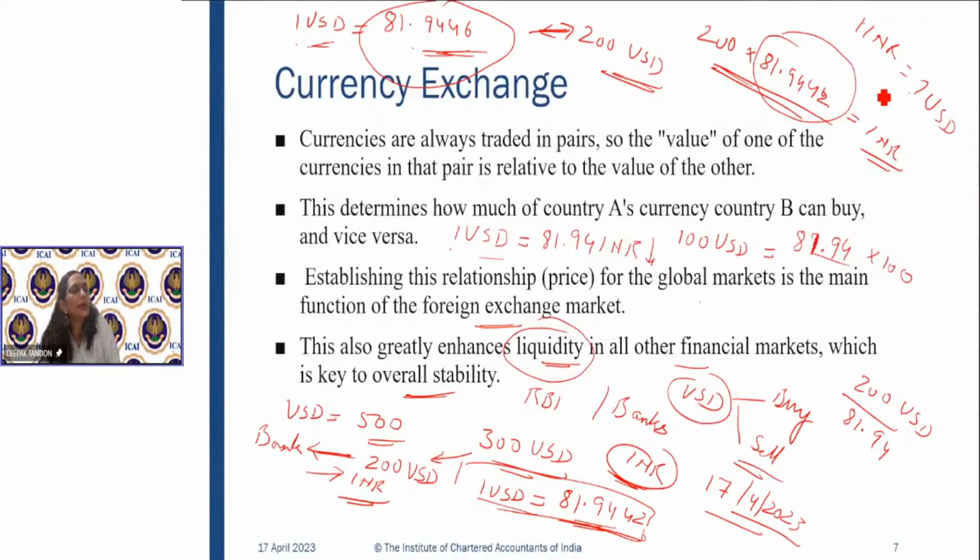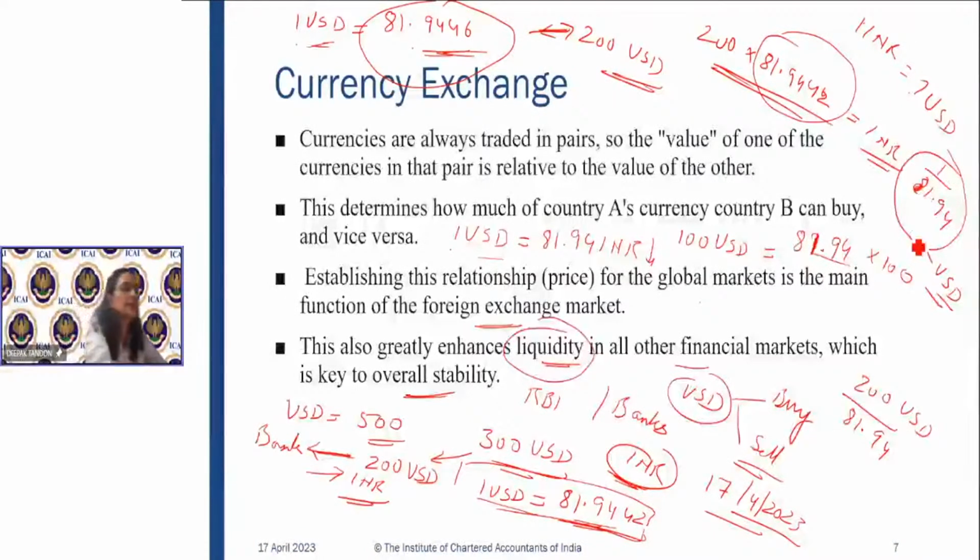So what will you do in that case? You will go for what we have shared: 1 USD equal to 81.94 INR. So it will be 1 upon 81.94. It is the unitary method, you have all studied it in maths. This will be USD. So 1 INR will be equal to 1 upon 81.94. This is the indirect quote.